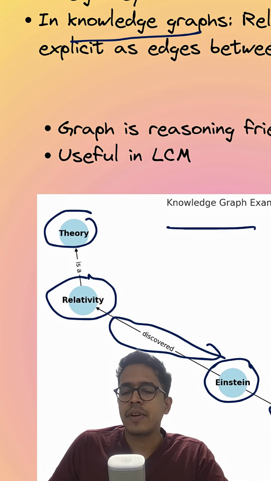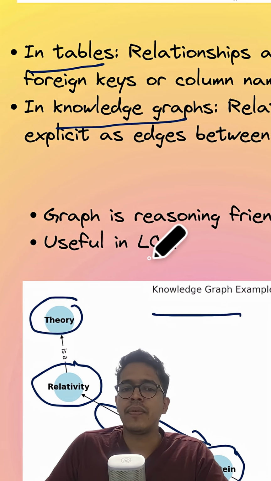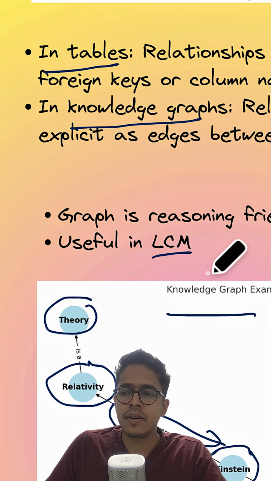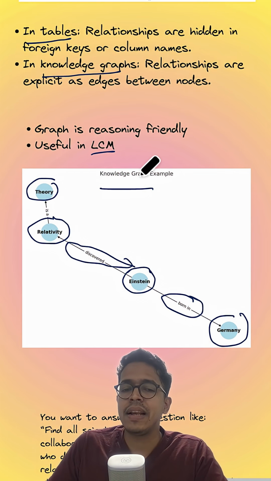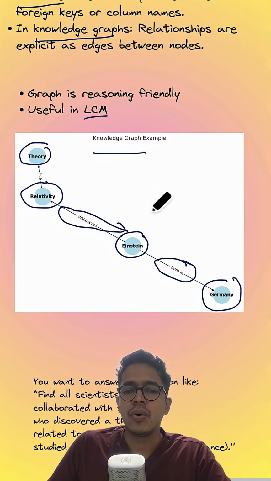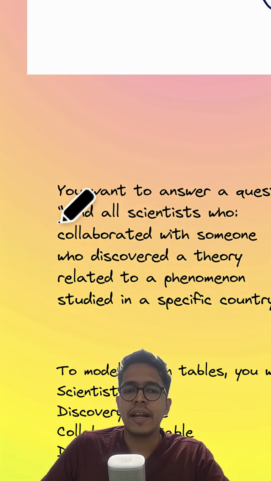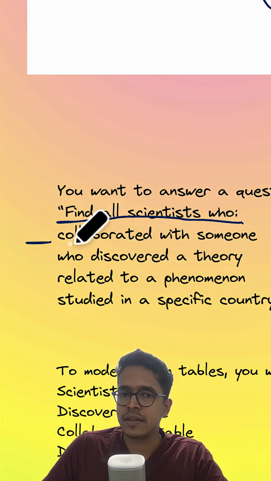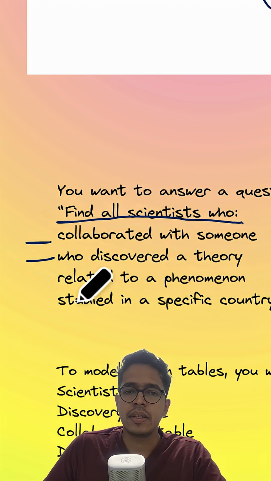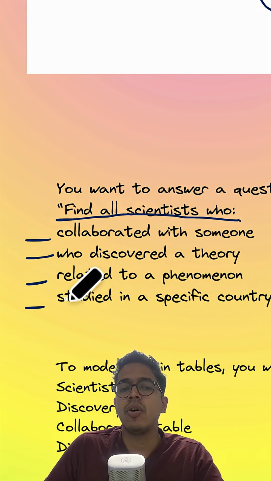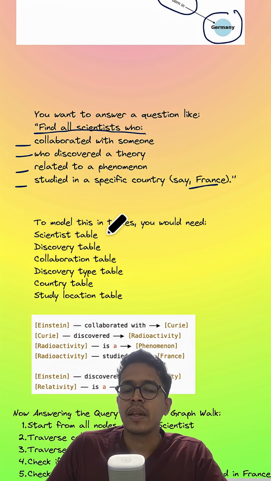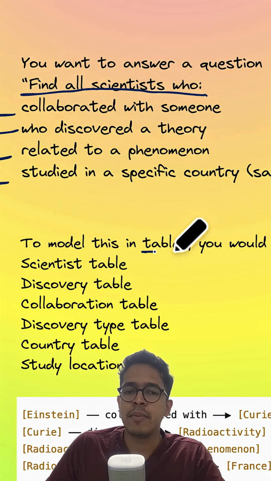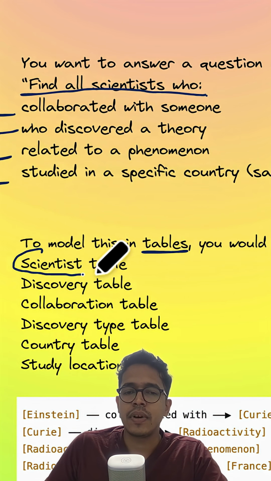This kind of representation of knowledge is very useful for large concept models, which are rising in prominence compared to large language models. So it's a very reasoning-friendly way of representing data. Let's say now we have a question: find all those scientists who collaborated with some other scientist who discovered a particular theory related to a particular phenomenon, and also somebody who did their research in a particular country, France or Germany. If such a search needs to be done in a table, we will first need a list of scientists.